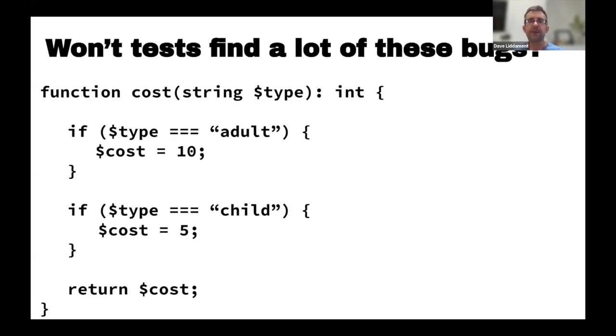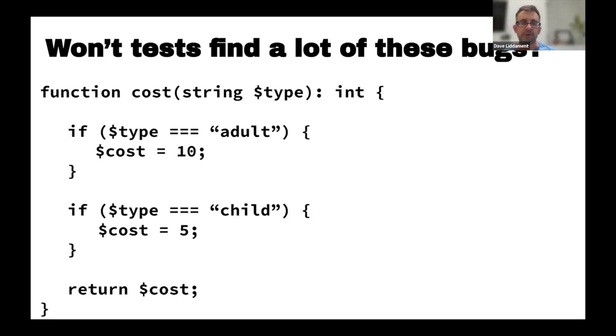So if we look at this code here, we've got a function that's calculating the cost. If it's an adult, it returns 10, and for a child, it returns 5. So we could write tests, and indeed we should write tests. We would have one test where you give it adult and it expects 10, and you'd write another test where you pass in child and it would expect 5. And if we ran those two tests, all the tests would pass.